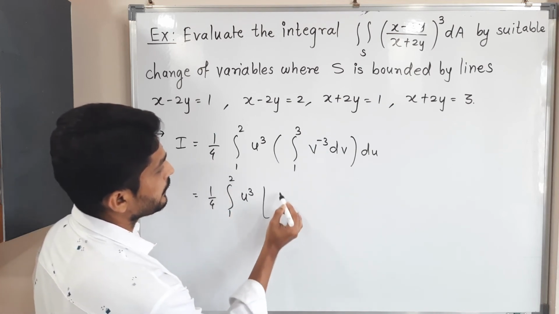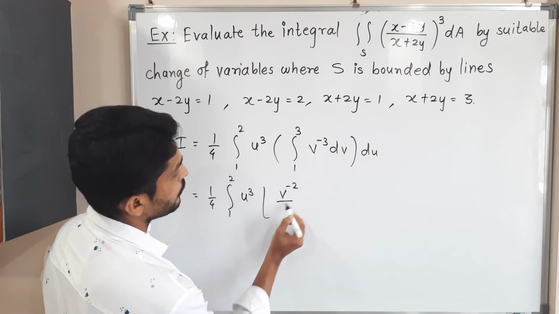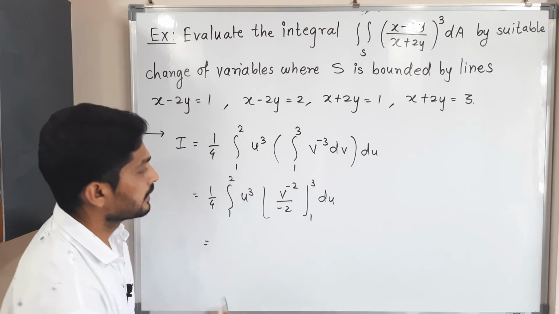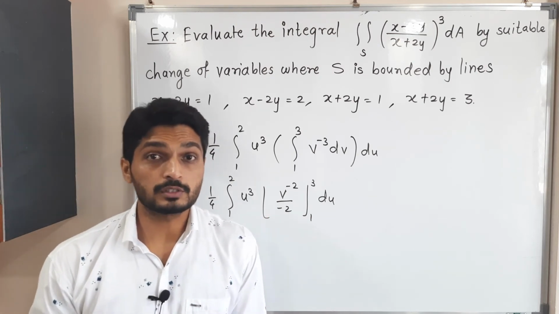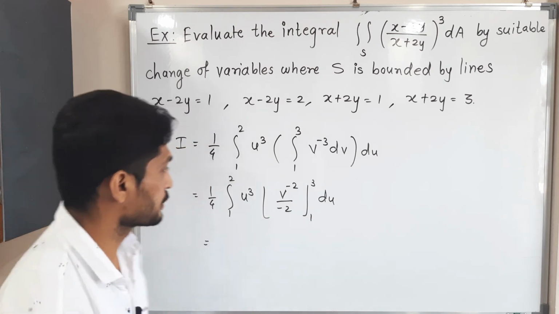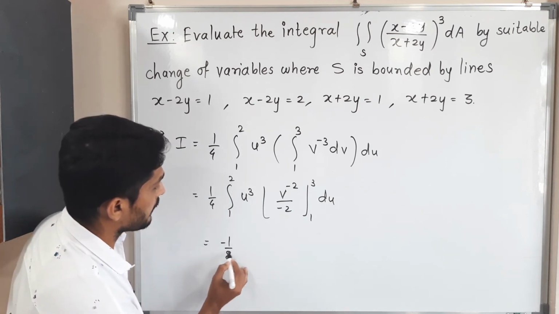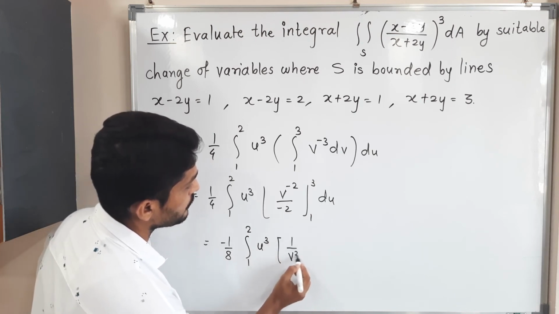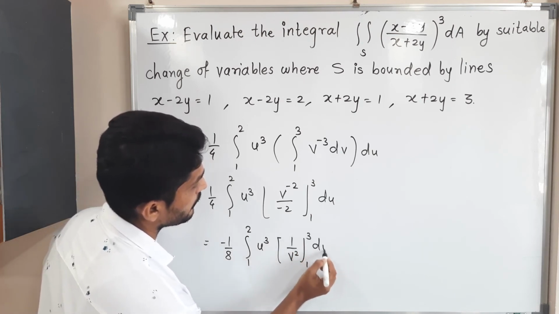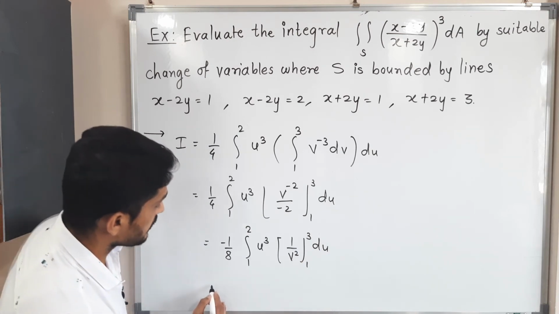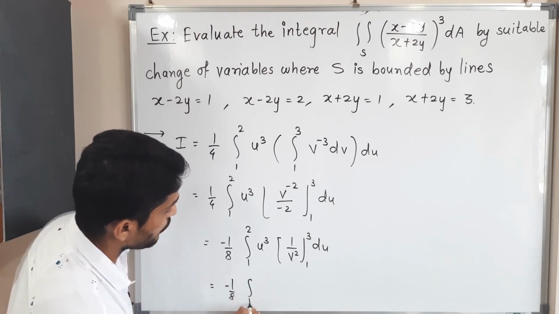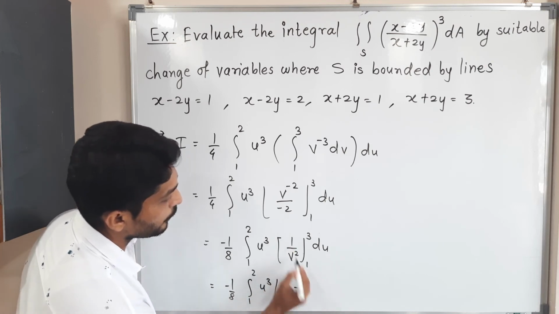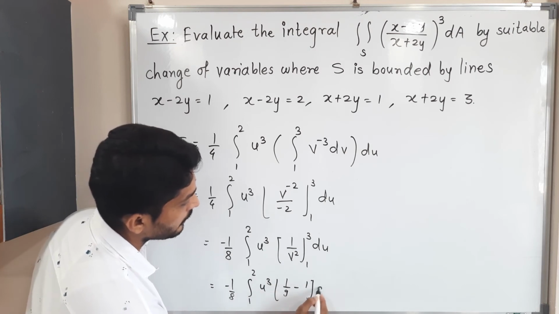What is integration of v raised to minus 3? v raised to minus 2 upon minus 2, 1 to 3, du. See, 1 upon minus 2, it's a constant. So it will come outside the integration. So this is minus 1 by 8 integration 1 to 2 u cube, 1 upon v square with limits 1 to 3 du. So this is equal to minus 1 by 8, 1 to 2 u cube. I am putting upper limit, so 1 by 9. If you put lower limit 1, we will have 1 only, du.